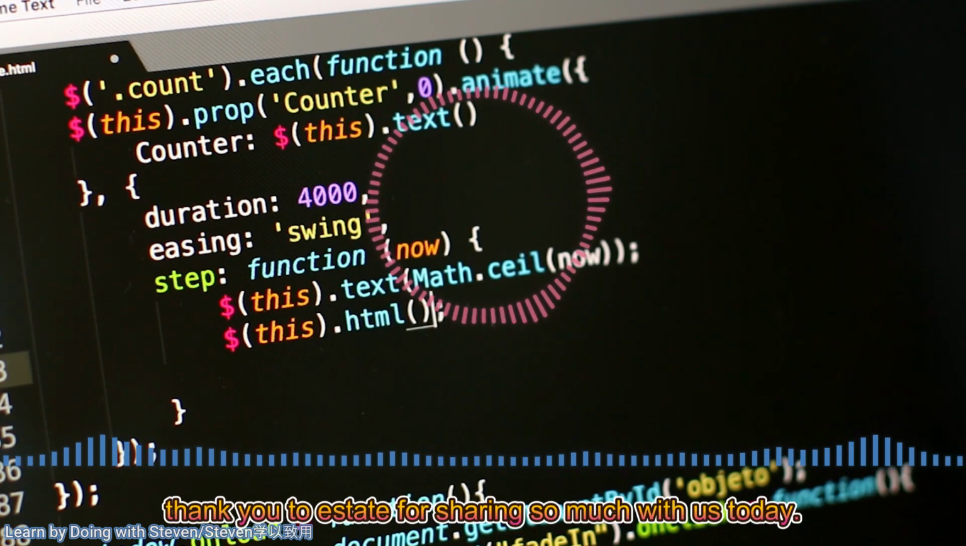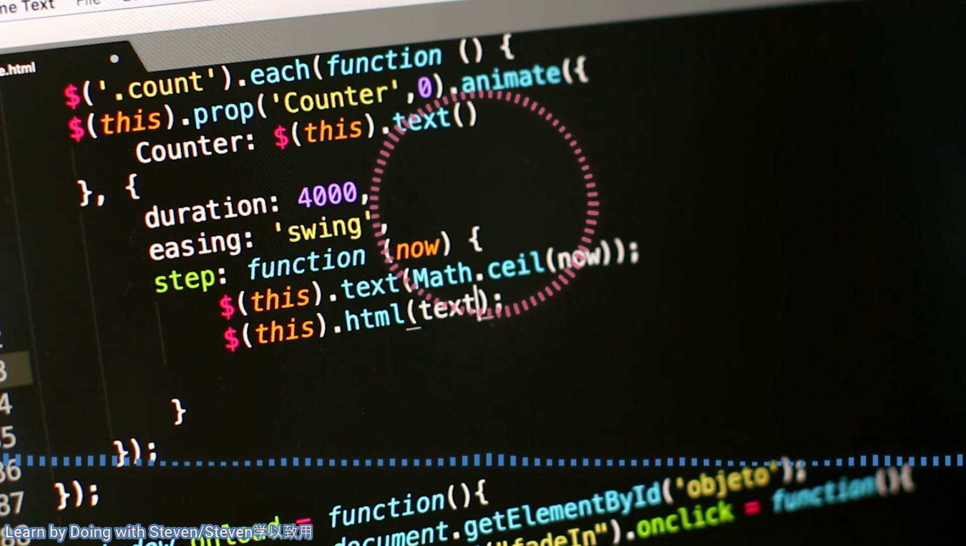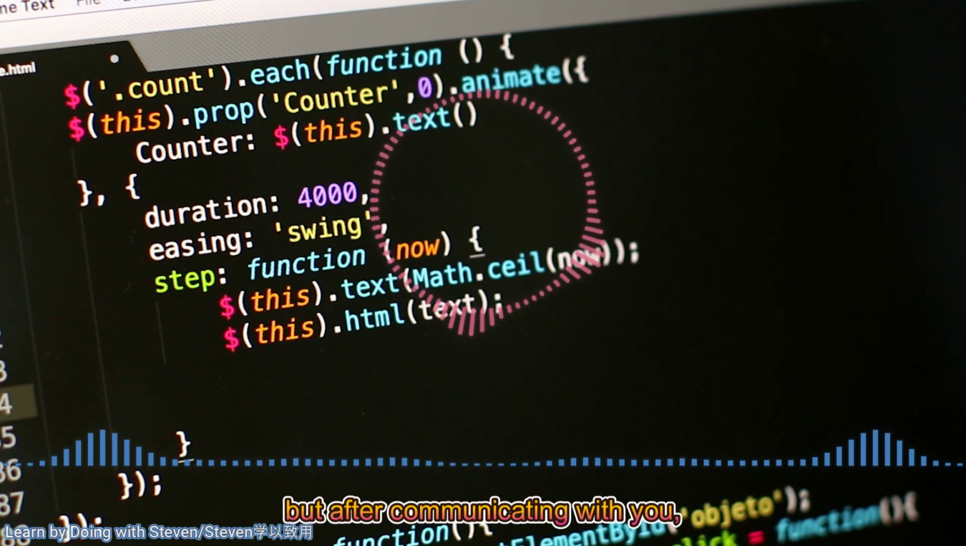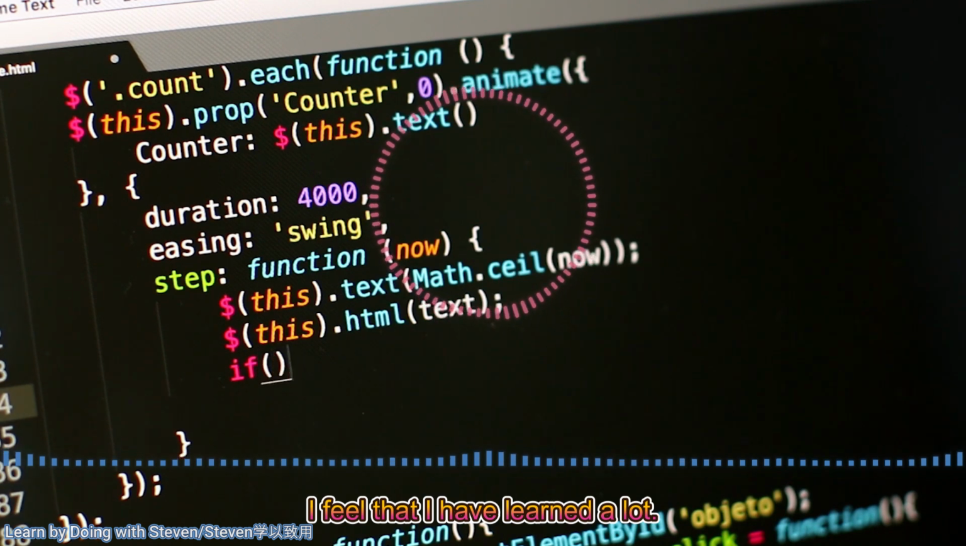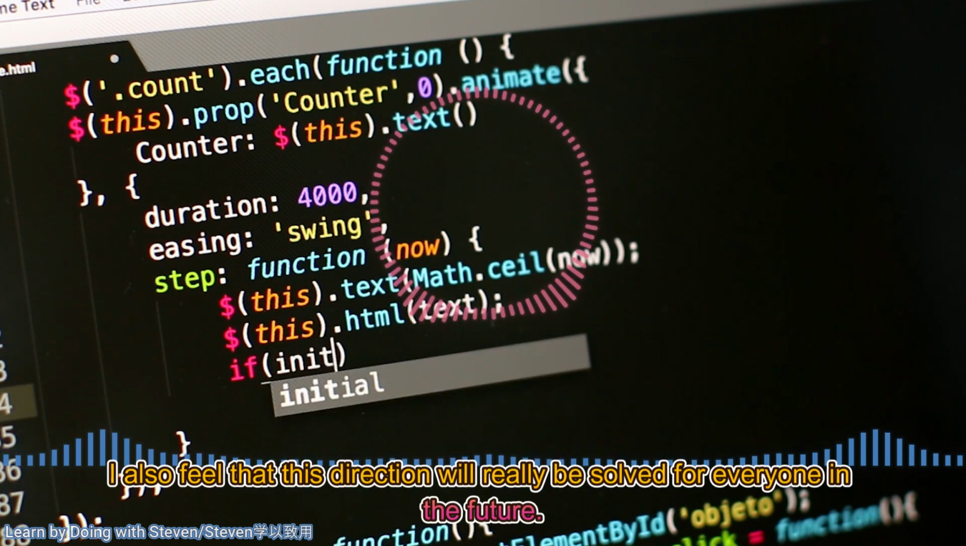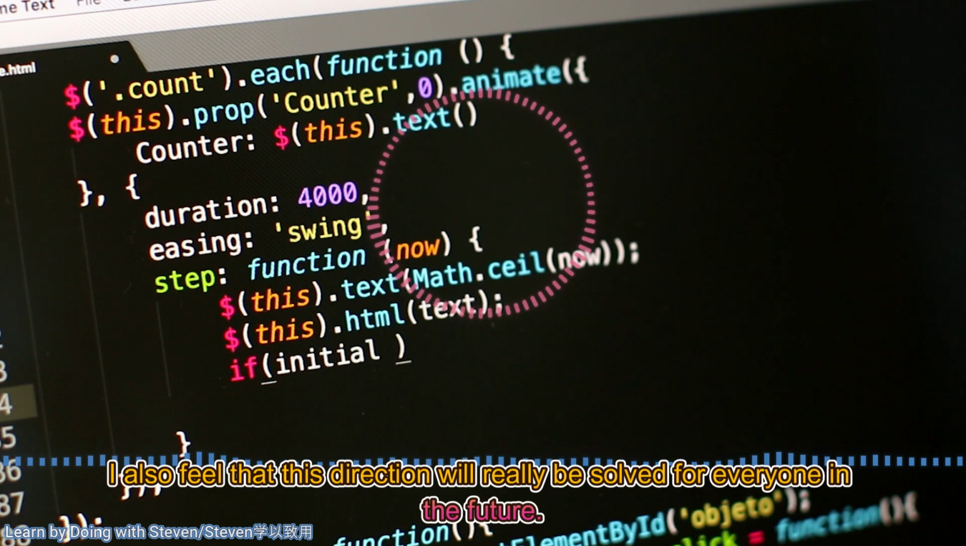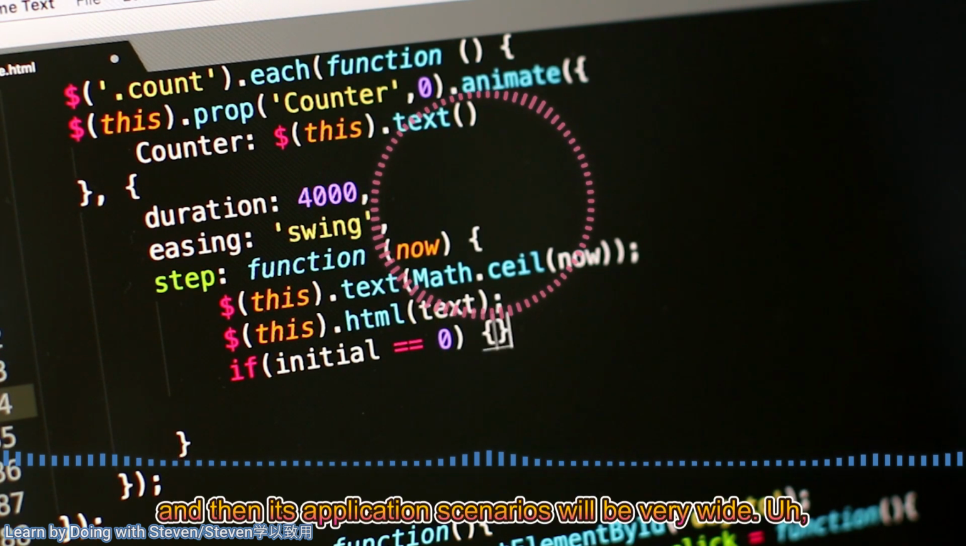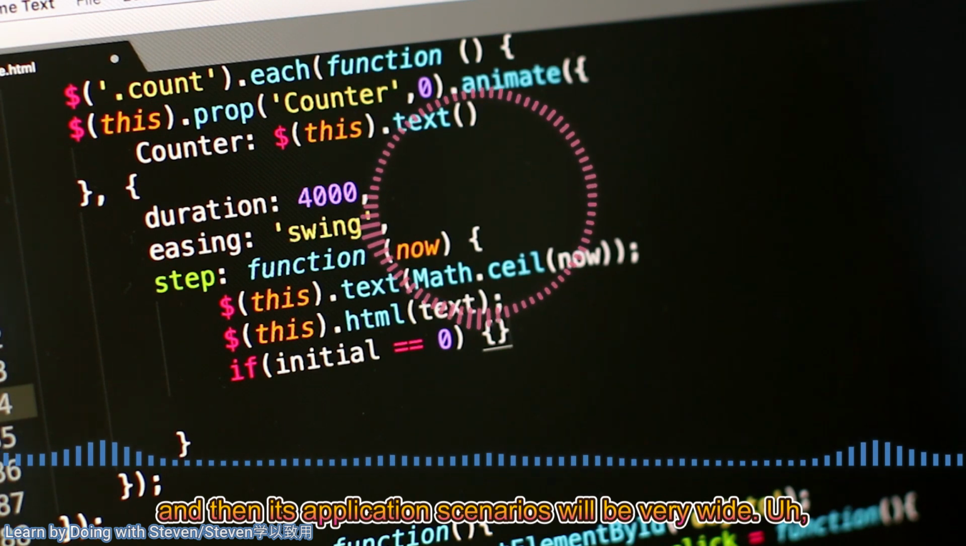Okay, thank you for sharing so much with us today. To be honest, I am indeed a novice in this area of testing, but after communicating with you, I feel that I have learned a lot. I also feel that this direction will really solve many problems for everyone in the future. It improves the security of code, and its application scenarios will be very wide.